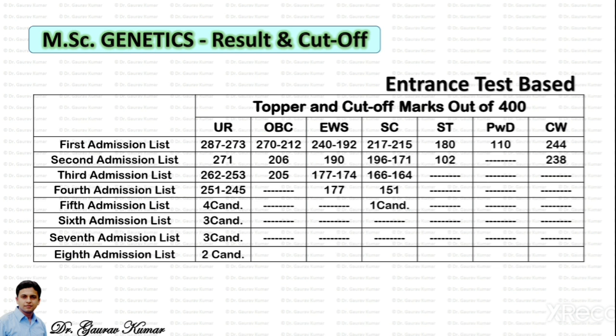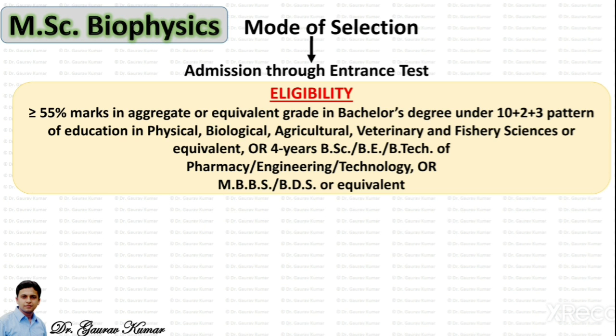Next we come to MSc Biophysics. Again, the mode of selection is through the entrance test only. The eligibility is that you should have greater than or equal to 55% marks in aggregate or equivalent grade in a bachelor's degree under the 10 plus 2 plus 3 pattern of education in physical, biological, agricultural, veterinary and fishery science, or equivalent, or a 4-year BSc, BE, BTech of pharmacy, engineering, technology, or MBBS, BDS or equivalent degree. So they are a lot more flexible than MSc Genetics.